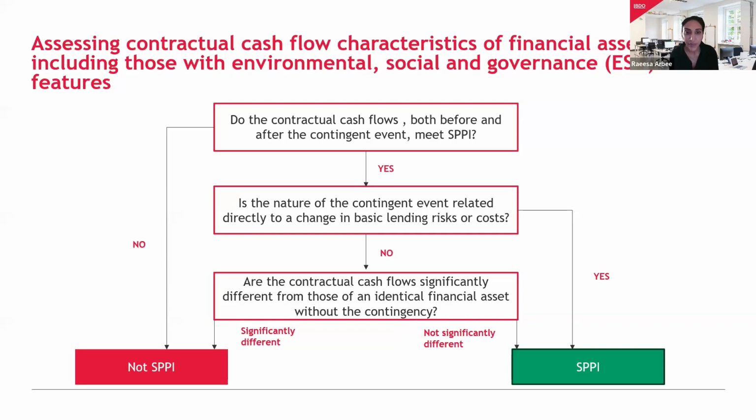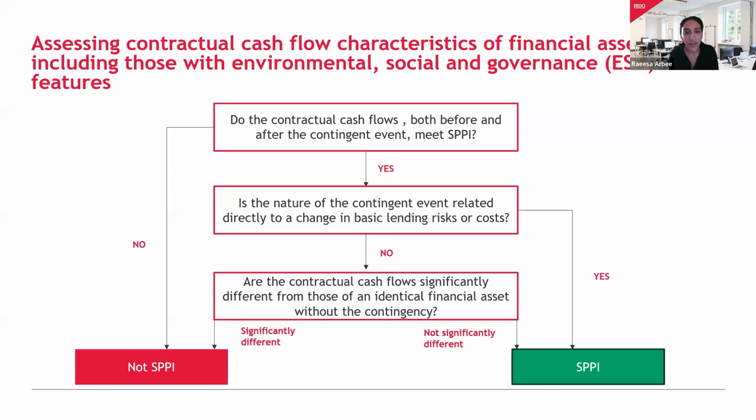So you'd answer yes. The second question is then, is the nature of the contingent event, in our case the emissions target, related directly to a change in basic lending risks or costs? We'd likely answer no in this scenario because that emissions target isn't really relating to lending risks or costs, so it's not looking at the borrower's credit rating or any kind of credit risk event. It's quite separate from that. So it's not your basic lending risks or costs. So we'd answer no to that question.